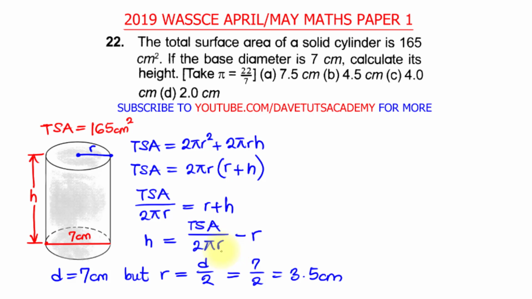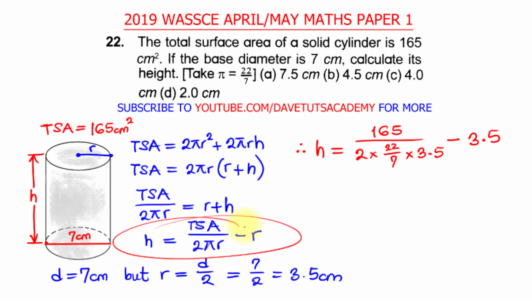So yes, since we now have all the parameters that we need to get the value of h, we have the total surface area, we have pi, we have r. We can now say, therefore, our h is equal to the total surface area, which is 165, over 2 pi r, that's 2 times 22 over 7 times r, which is 3.5, then minus 3.5. That's the essence of this formula, okay? That's what I just expressed there.